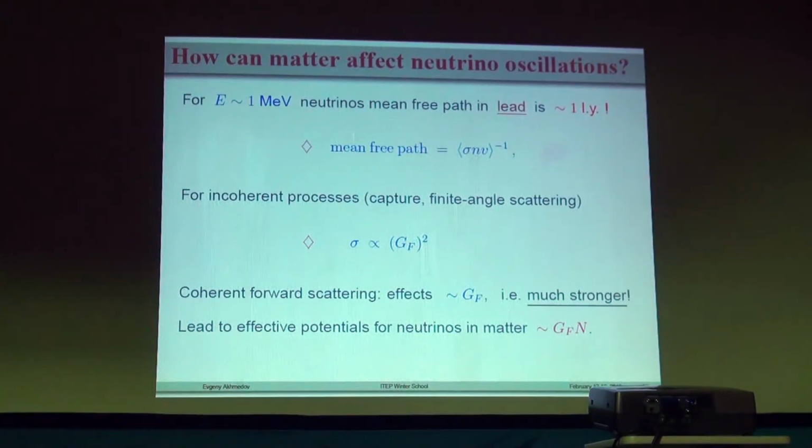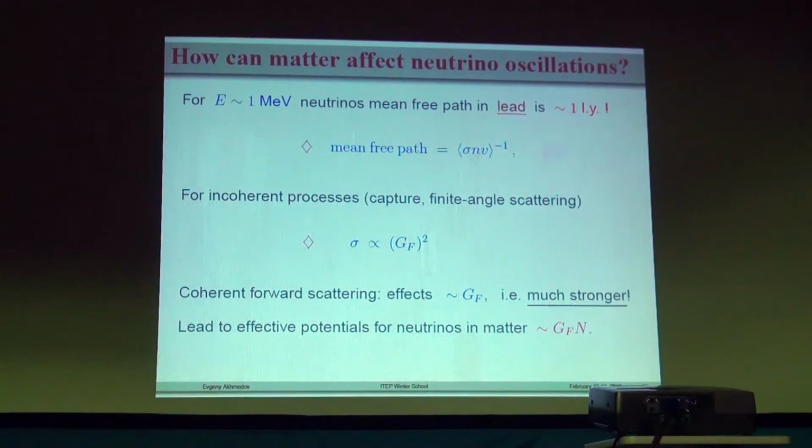Another explanation is that we have to compare the potential produced by matter for neutrinos, which turns out to be the Fermi constant times the number density of the scatterers of the matter, with another small quantity, which is delta m squared divided by twice the energy. You remember this quantity always enters in neutrino oscillations. Neutrino energy always comes through delta m squared over twice the energy. And this is also a very small quantity. And if it turns out that two small quantities are of the same order, then of course we can expect that neutrino oscillations can be modified.